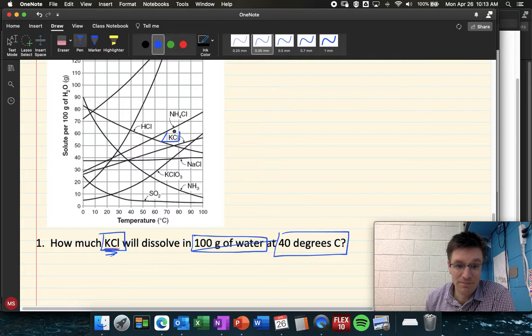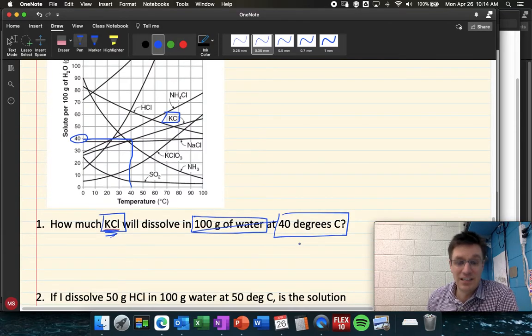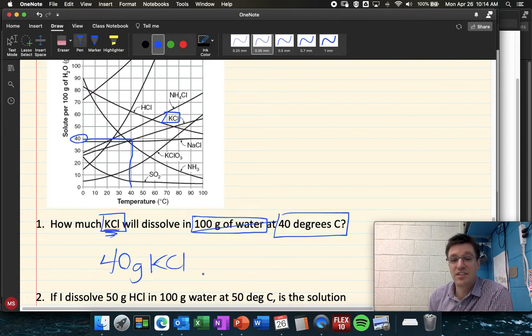So we find KCl. Here it is. We find 40 degrees Celsius. That's right there. And we're going to trace the line up from there, and we're going to stop when we get to the KCl line. Then we're going to trace that off to the left side of the graph. And it looks to me that about 40 grams of KCl will dissolve in that water at 40 degrees C. So 40 grams KCl. Basically, most of these questions are like that. You're just reading a graph.